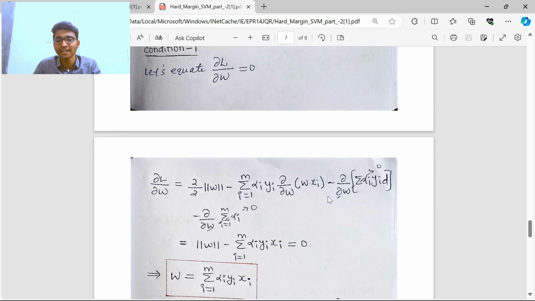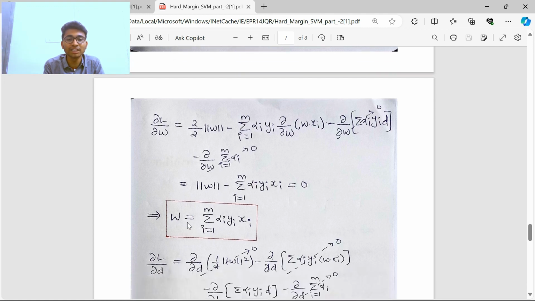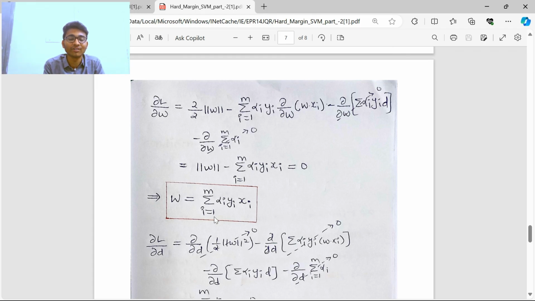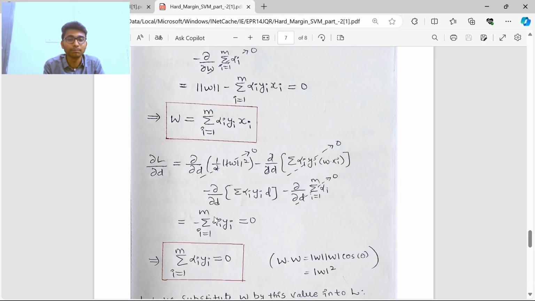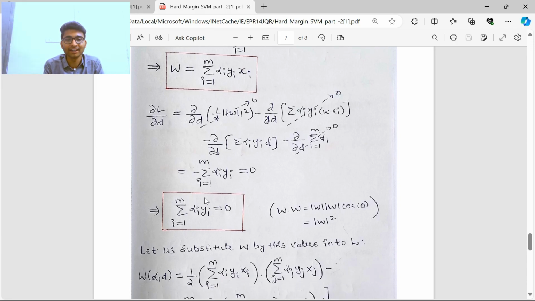I hope you can see my cursor. See, this will become 0 because the w term is not there. All the other variables will remain constant, and differentiation of a constant will be 0, right? Similarly, like this, we came up with w as the summation for i equal to 1 to m of alpha i y i x i. Now let's solve for d as well. Similarly, on doing the partial differentiation, we came up with this result.